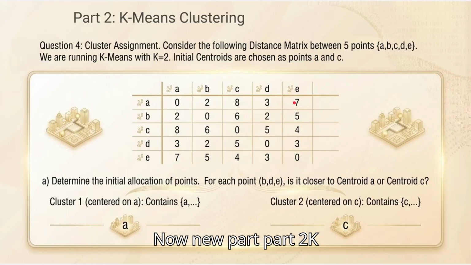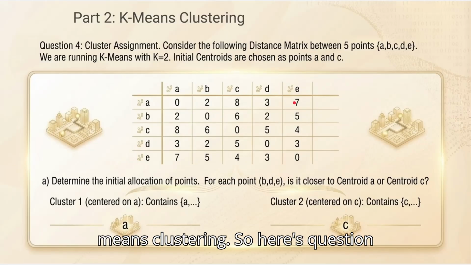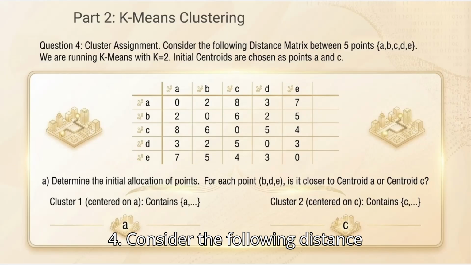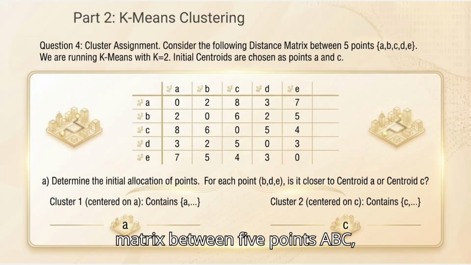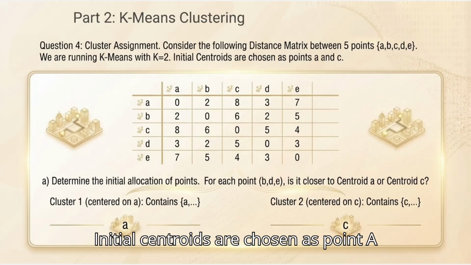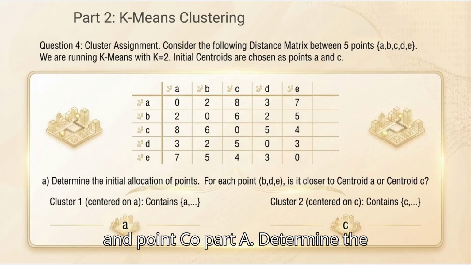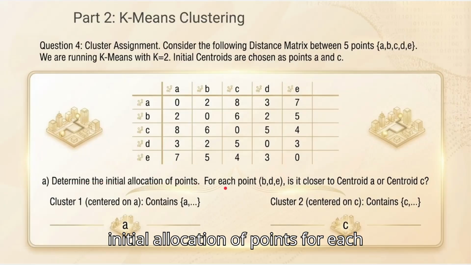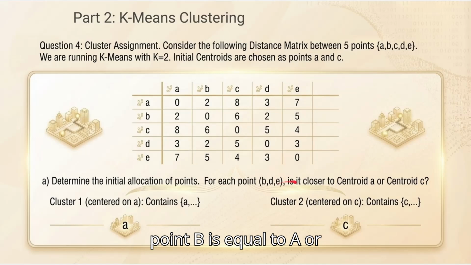Now, part 2, k-means clustering. Here's question 4. Consider the following distance matrix between 5 points, A, B, C, D, and E. We are running k-means with k equals 2. Initial centroids are chosen as point A and point C. So part A, determine the initial allocation of points. For each point B, D, E, is it closer to centroid A or centroid C?